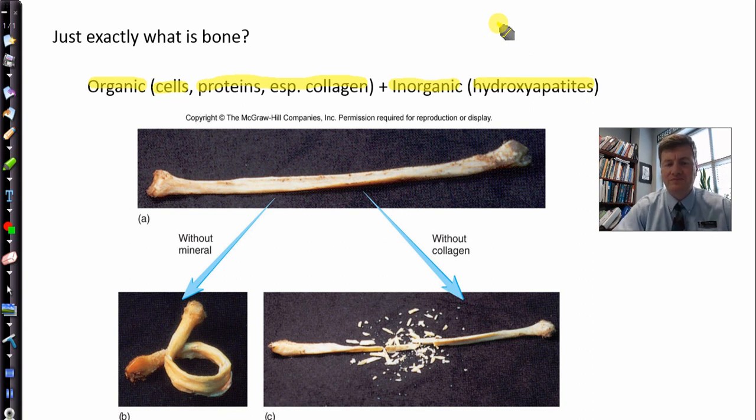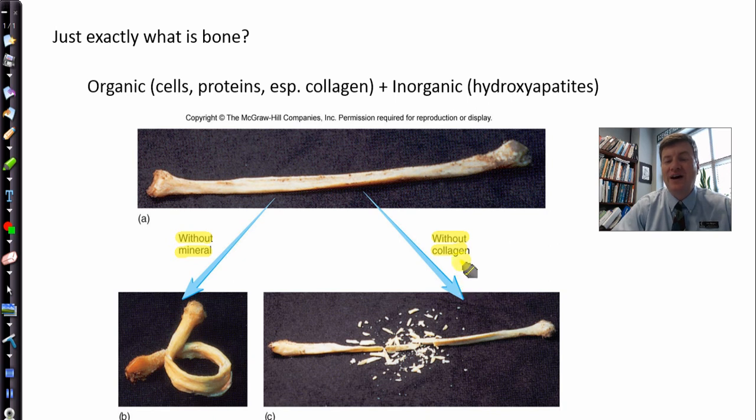A fair question to ask then is, why does bone have to have both? Why can't you just have the proteins, or why can't you just have the minerals? Well, this shows you indirectly what each of these does. If I take bone and I put it in vinegar, the vinegar is going to pull out all of the calcium and all of the phosphate and all the hydroxyapatite, all the mineral part of bone. If I do that, bone becomes very flexible and bendy, as you see here, because, well, we'll get to that in a second.